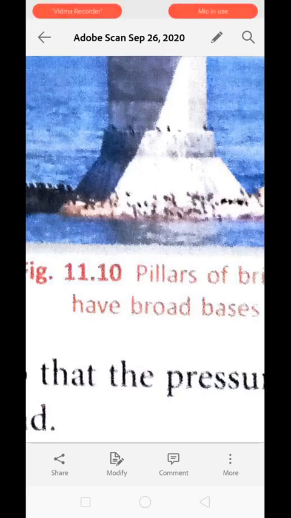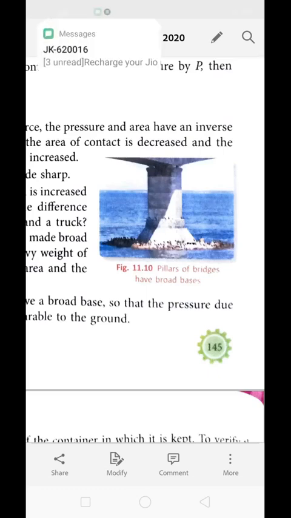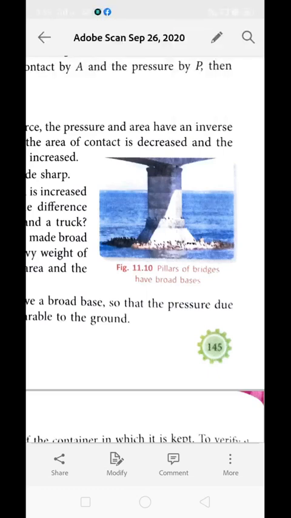Understood? Now if you have seen a bigger truck moving, it has 8 tires instead of 4, and the tires are quite thick as well, because it increases the surface area of contact between the truck and the ground. Clear? So that the pressure on the ground can be reduced and become bearable for the ground as well.